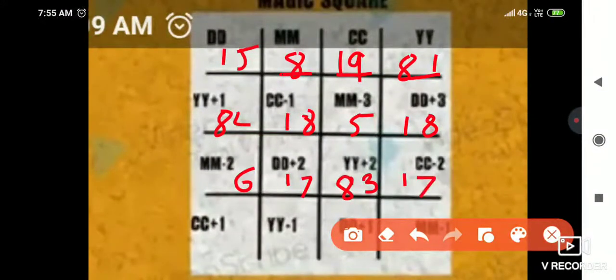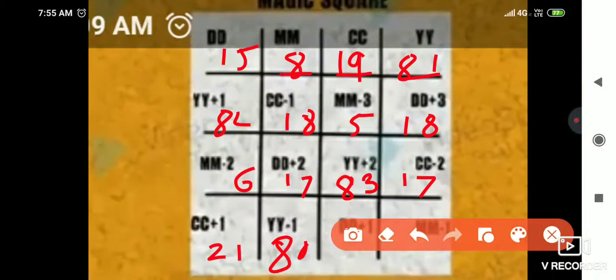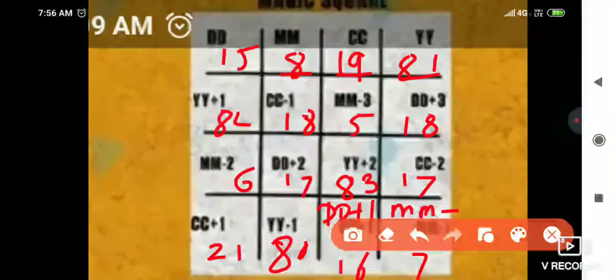Okay. CC plus 1 means century plus 1, 19 plus 1 is equal to 21. Then next, here year minus 1 is equal to 80. Then here what is written? Date plus 1. So date plus 1 is equal to here 16. DD plus 1 is there here. And here MM minus 1. MM minus 1 means month minus 1 is equal to 7. In this way, if you fill the box, you will get your magic square of your own date.